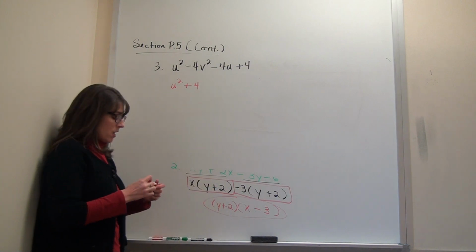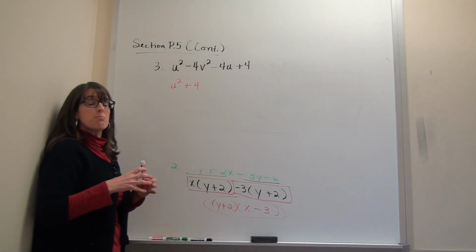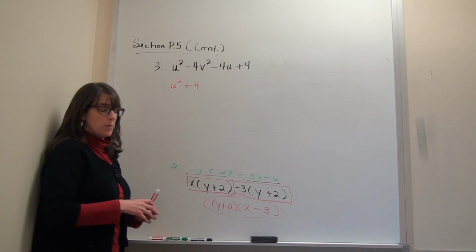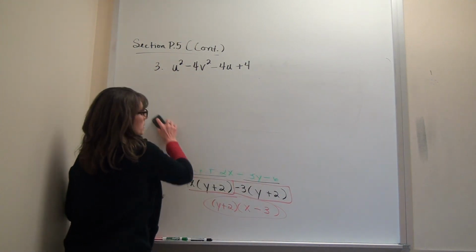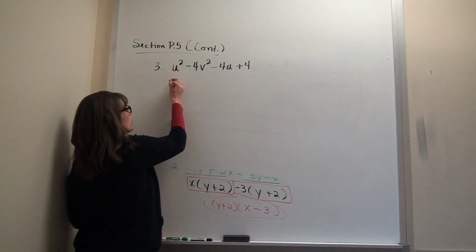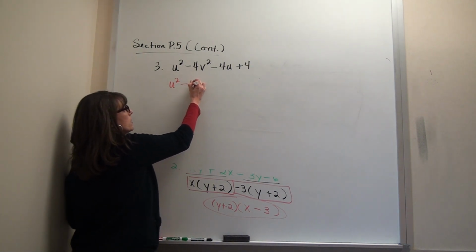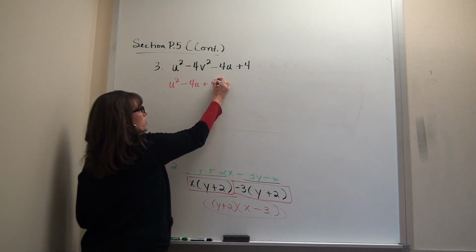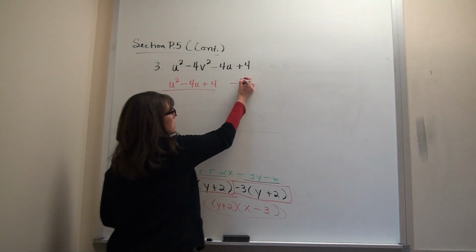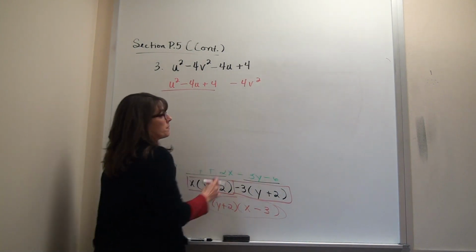So maybe instead of pairing things, maybe I can put together a triple. It's going to feel kind of weird, so bear with me for just a minute as I get this set up. Creating a triple, what if I group up the u squared, the minus 4u, and the 4, and make that a triple? And keep that negative 4v squared in the back.